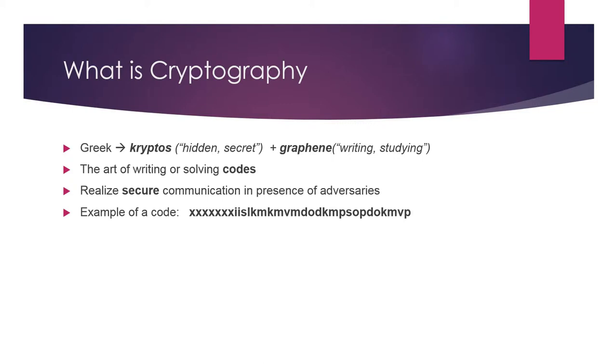The first word is cryptos, which means something hidden or secret. And the second word is graphene, which stands for writing or studying something. If we combine these two words, it stands for hidden writing, hidden studying, or secret writing.